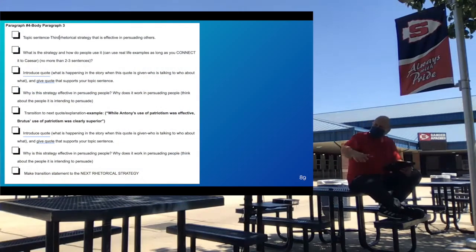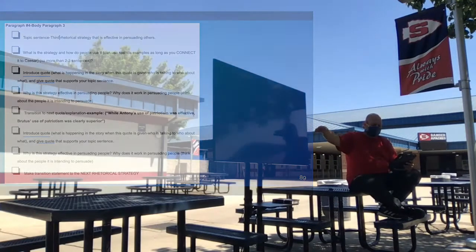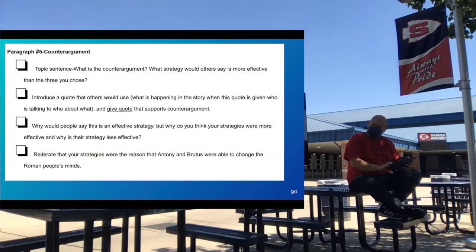So if you look up here, the third body paragraph is identical to the other 2 that we did on Tuesday. So you just need a third strategy. Explain what the strategy is, give me your quote, explain the quote, transition, next quote, next explanation, and then transition to the counter argument. And then your counter argument, you'll notice, is a lot shorter, so less bullet points because you only have 1 quote.